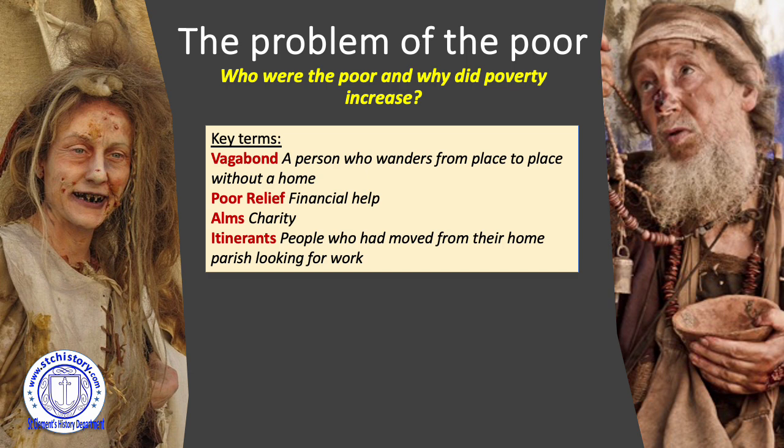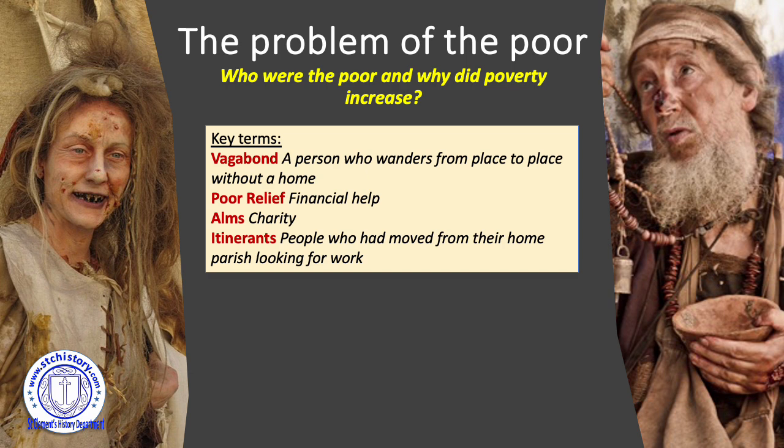Okay, so before we start, let's consider some really important words that you'll see lots in this lesson. A vagabond is a person who wanders from place to place without a home. Poor relief is the idea of financial help. Today we might call that benefits, but back in Elizabeth's period, they introduced some poor relief. Probably the first time really that there was a sort of, if you like, benefit system. Alms were also a charity that were given to poor people, and itinerants were people who had moved from their home or parish looking for work.